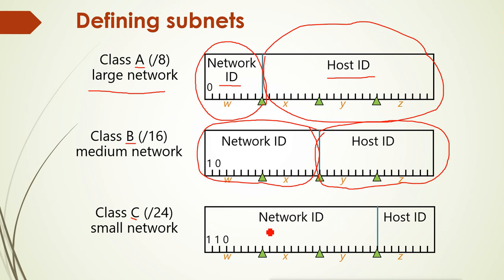In class C we get fewer hosts because it is for small networks, but we get more network IDs. So network IDs are more, it is using 24 bits, and the host ID is only using 8 bits. So we get fewer hosts but more networks.